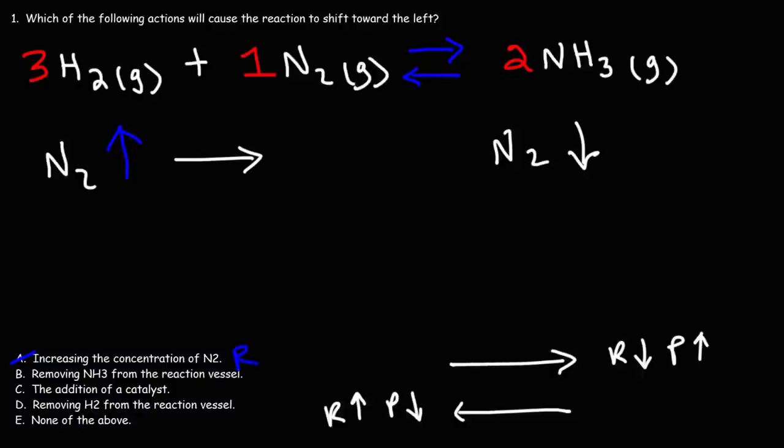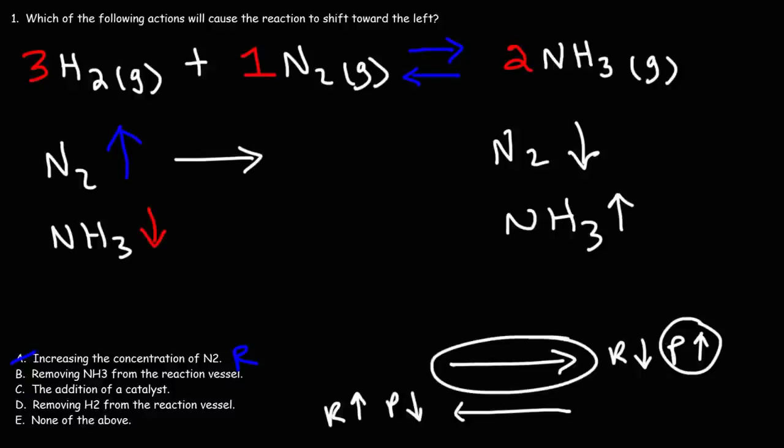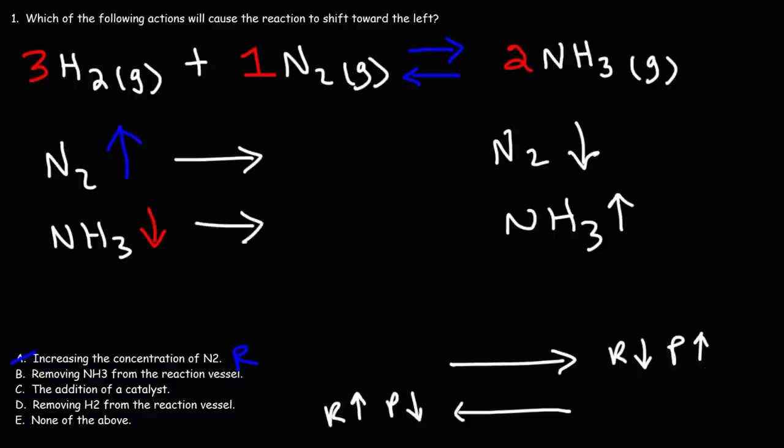Now what about B? Let's say we were to remove NH3 from the mixture. If we're decreasing the concentration of NH3, in what direction will the reaction shift? Well, according to Le Chatelier's principle, we're decreasing the product. The reaction is going to try to increase that product. So in order to increase the product, it has to shift to the right. So we can also eliminate answer choice B since it's going to the right.